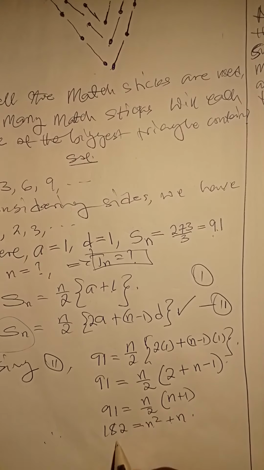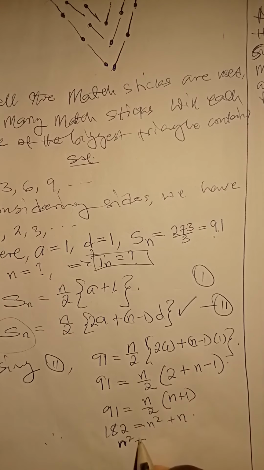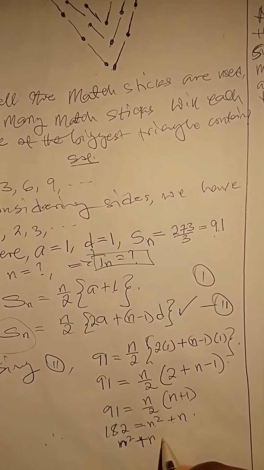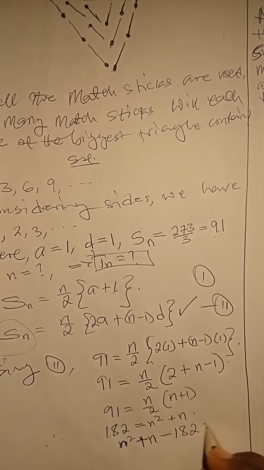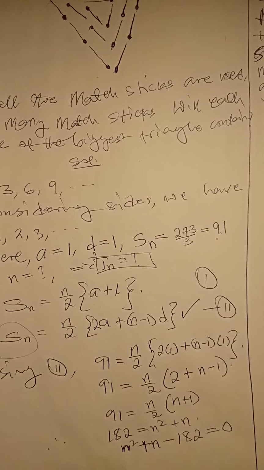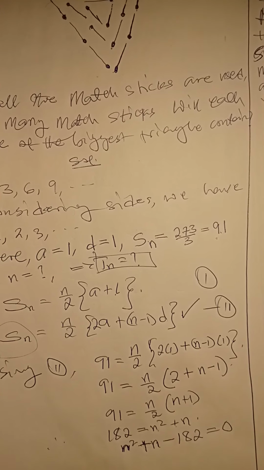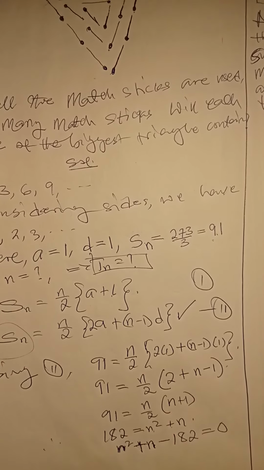So if I rearrange, I'm going to have n squared plus n minus 182 is equal to 0. This is what we have. Okay, so now I'm looking for two numbers whose product is 182 and sum is 1. So the two numbers are going to be 14 and 13, right?